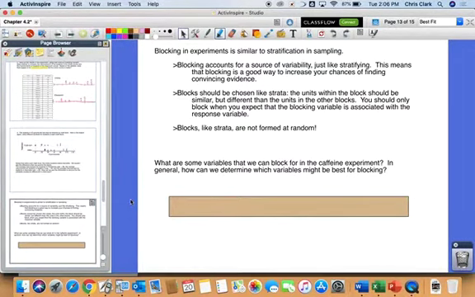Caffeine intake, if you drink a lot of caffeine or not. Another thing could be how much you exercise. Another could be your resting heart rate. We could block by resting heart rate. Okay, those are all good variables.